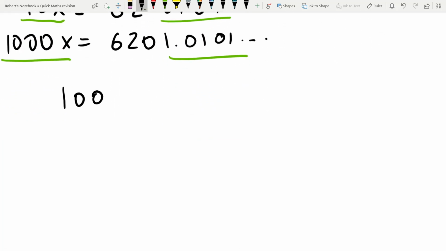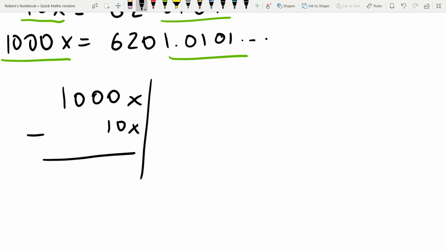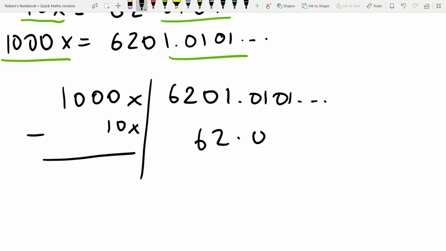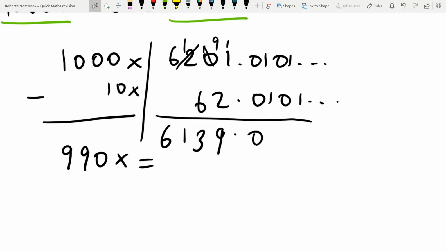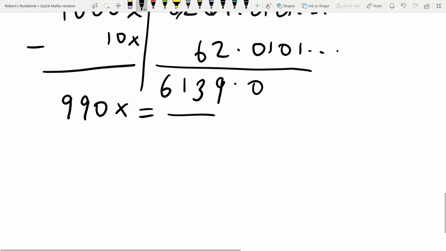So on the left we have 1000x minus 10x, and then on the right what we have is 6201.0101... and 62.0101... So on the left we're just going to have 990x, and on the right we're going to have all these 0, 1s cancel each other out, so that's a 0 there, and then what we're going to do is just do some subtractions, so that becomes a 10, and then a 9, then 11, so then 11 minus 2, 9, 9, 3, 1, and then a 6. So we have 990x is equal to 6139.